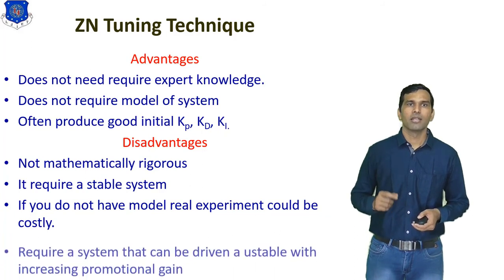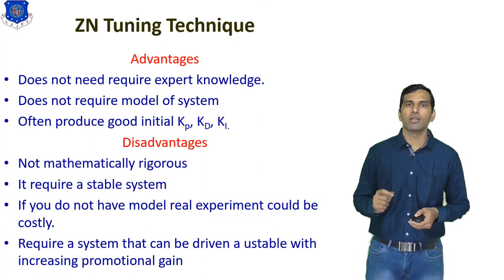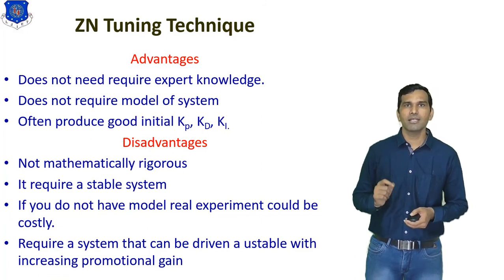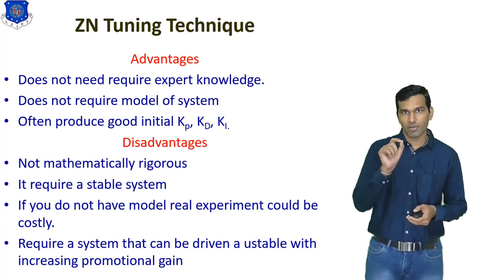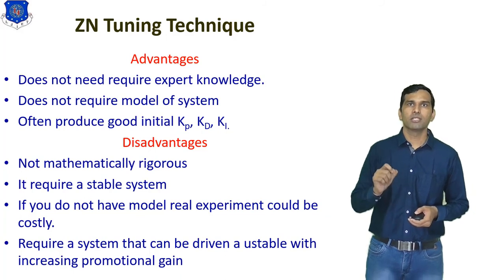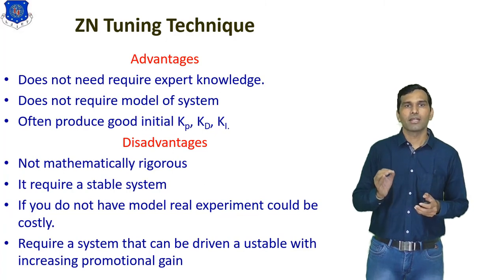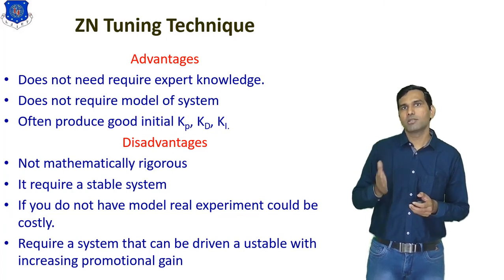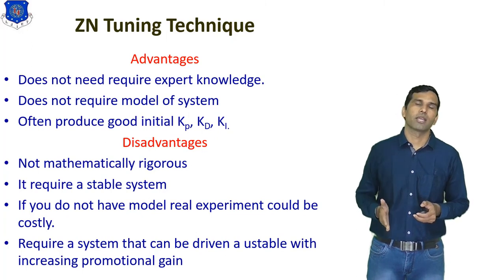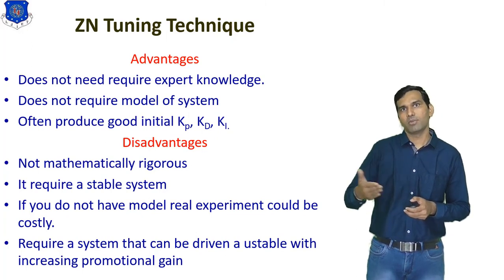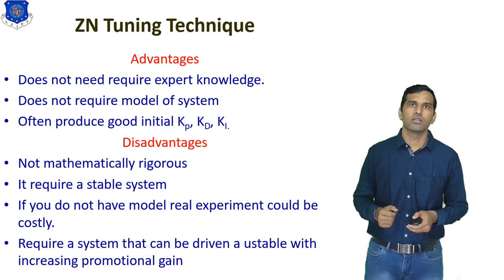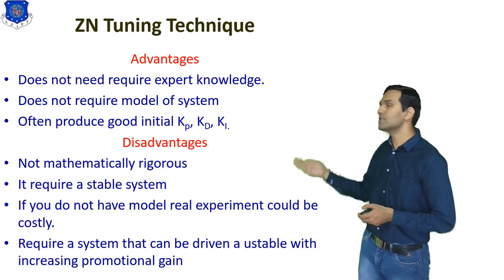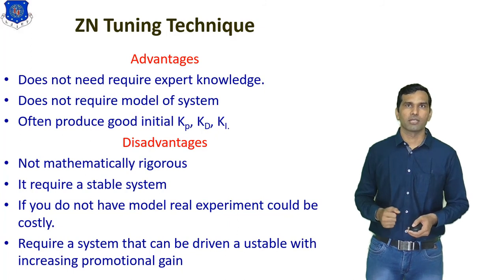And the last one is that it requires a system that can be driven unstable by increasing the proportional gain. This is also a limitation. We need a system that can be driven unstable with increasing proportional gain, and only then can we perform step number 3 and step number 4. So these are the disadvantages of ZN tuning. Here we discussed the advantages and disadvantages of ZN tuning techniques.